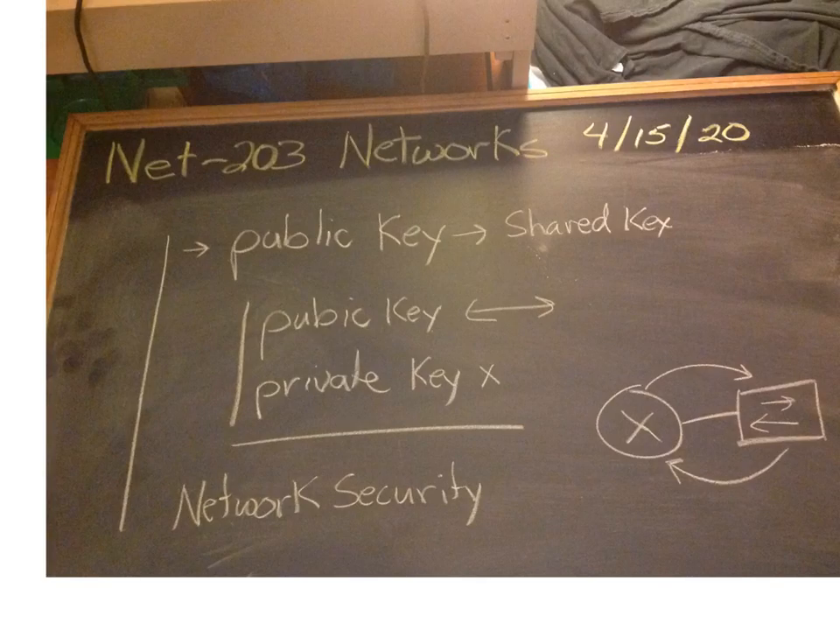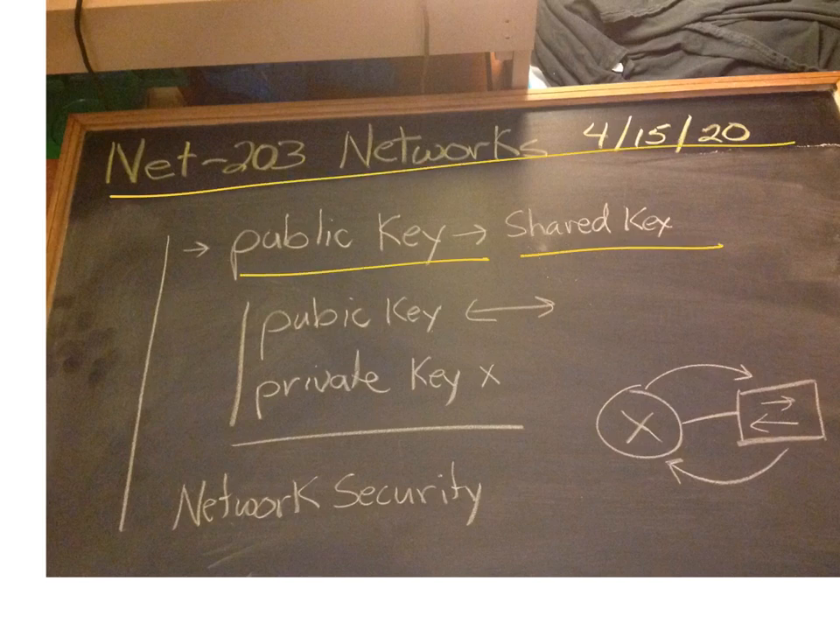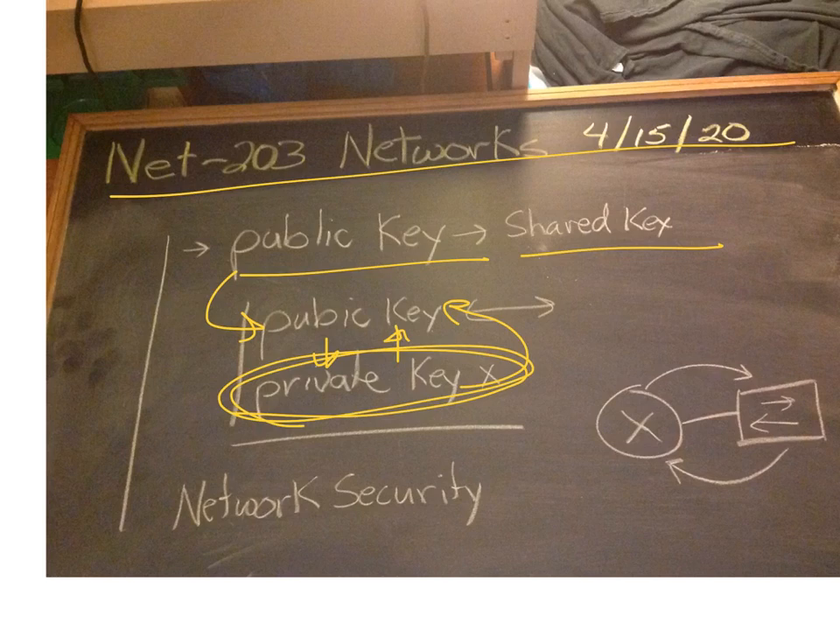This one obviously didn't have much to talk about on here. We talked about the public key, and we talked about the shared key. With a public key, you can encrypt with the public key, and you have to use the private key to decrypt it. You can encrypt with the private key, and you have to use the public key to decrypt it. You never give out your private key. You can distribute your public key in order to set up a secured connection between devices.